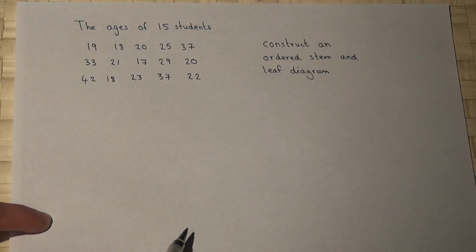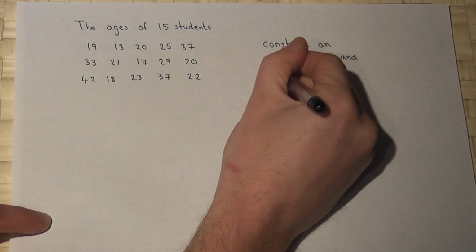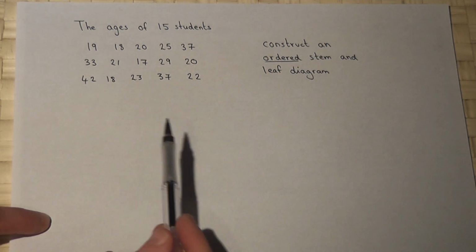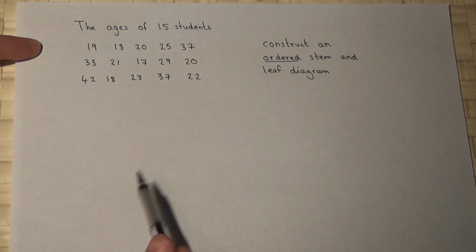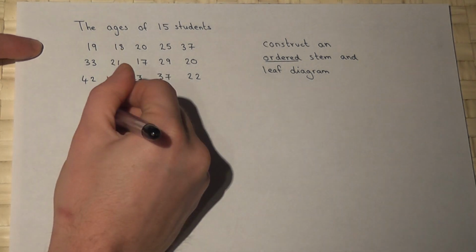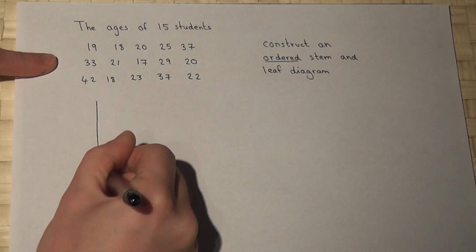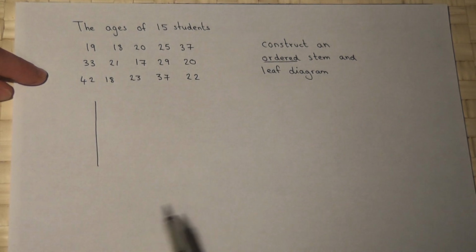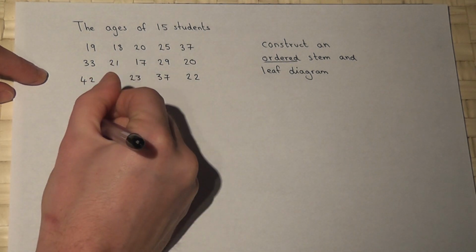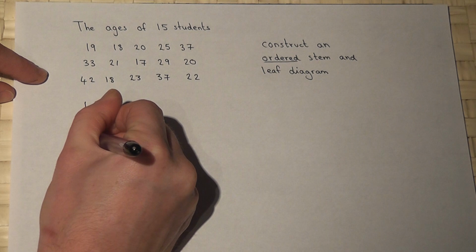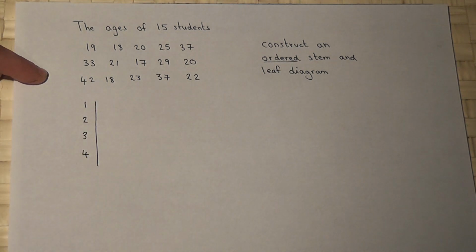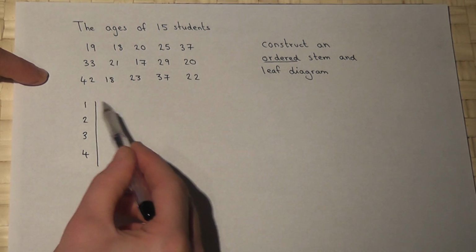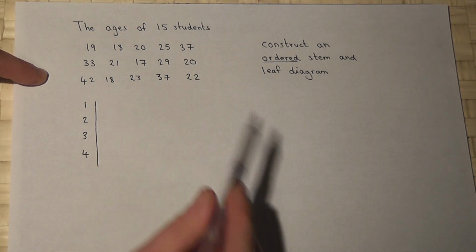This video looks at how to draw an ordered stem and leaf diagram, which is a simple way to represent a set of data. Now I'll begin by drawing an unordered stem and leaf diagram. Now I'll draw a stem, and this is for the tens. So these go from teens up to 40s. So the 1 is for the tens, the 2 is for the 20s, the 3 for the 30s, and the 4 for the 40s. I then just write the unit digits after the stem, and these form the leaf.